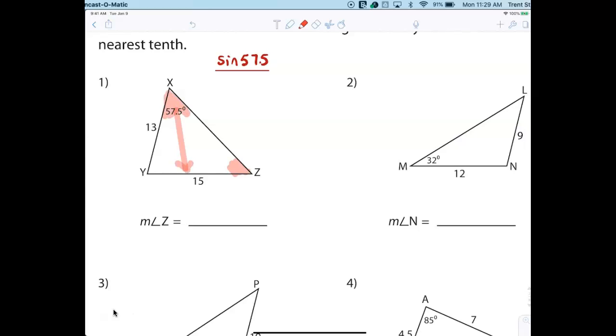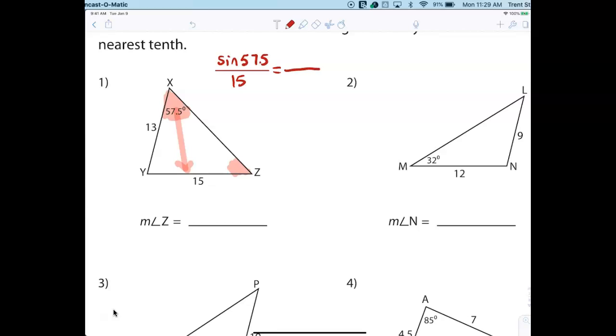Now, do you see why? Because the angle and the side opposite the angle is what is in the proportion. You hear me now? So, sine of 57.5 over what again? 15 is equal to, now I'm trying to find Z, right? Angle Z.